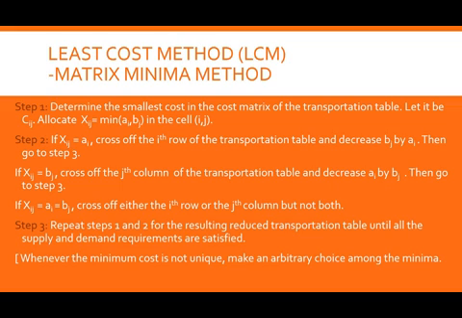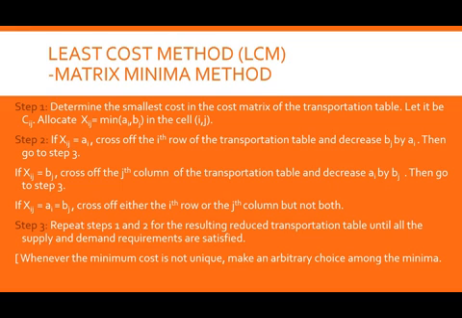If it was not the supply which was minimum, if it was the demand which was minimum, then what has to be done? If Xij is equal to Bj, cross off the jth column in the transportation table, and decrease the supply by the amount that you have transported. Then go to step 3.